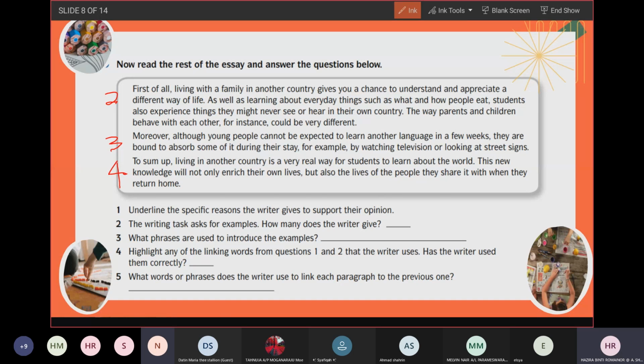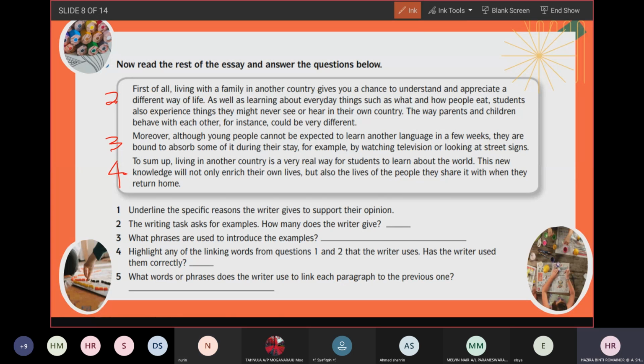First of all, living with a family in other country gives you a chance to understand and appreciate a different way of life, as well as learning about everyday things such as what and how people eat. Students also experience things that they might never see or hear in their own country. The way parents and children behave with each other, for instance, could be very different.